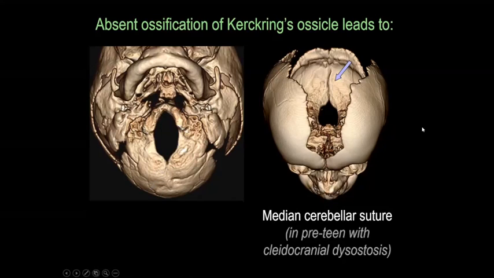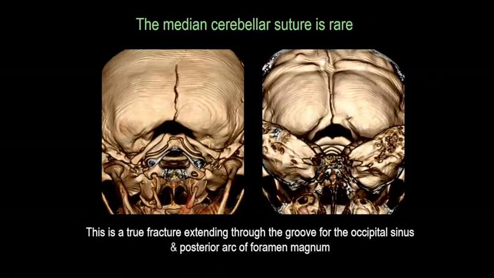This happens to be a median cerebellar suture, and this preteen has cleidocranial dysostosis. The median cerebellar suture is extremely rare, so if you happen to see one in a skull base that doesn't look abnormal, this is probably going to be a true fracture.